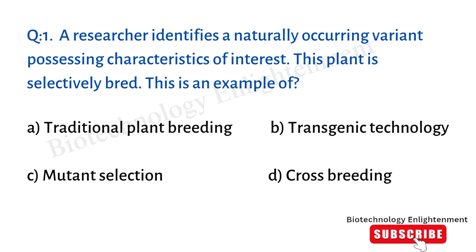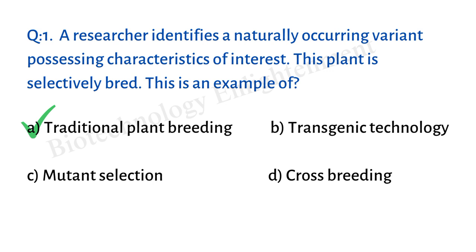Question number 1. A researcher identifies a naturally occurring variant possessing characteristics of interest. This plant is selectively bred. This is an example of a naturally occurring variant, a natural variation which plants naturally have, that will be selected by the researcher, and they will do the selective breeding of that particular plant with those desirable traits. This type of approach has been used for centuries to improve crop yields, disease resistance, and other agronomically important traits. So it's an example of traditional plant breeding where a natural variation is selected and selective breeding takes place. So the correct answer is option A.